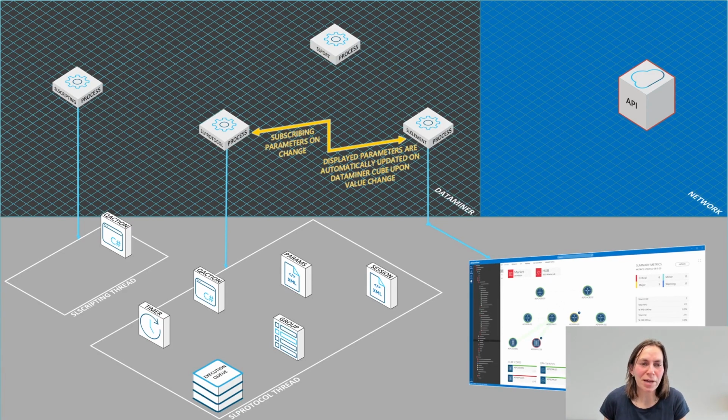Don't worry with the big diagram. Let's just go through the different icons first. We have one big zone called DataMiner. This is all the stuff that's going on in DataMiner itself. We want to connect to an API, so that will be available on your network.